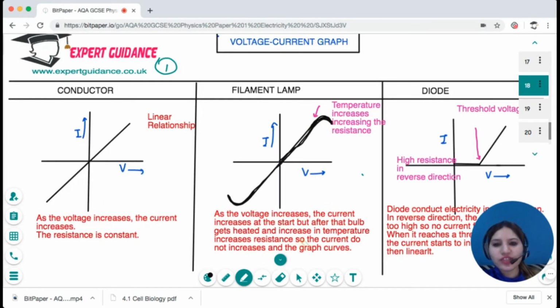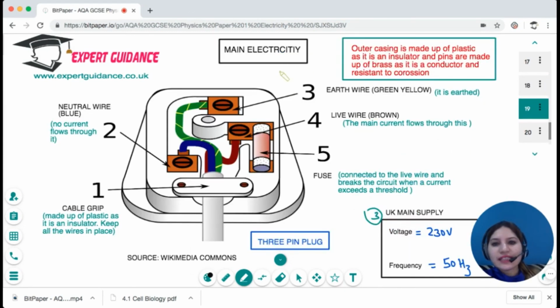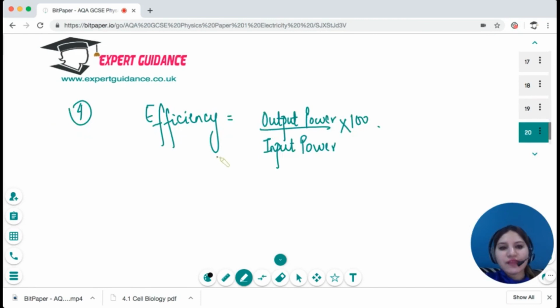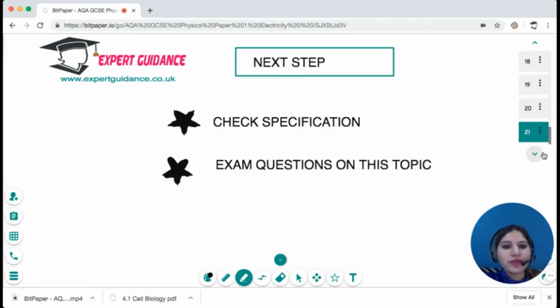So this is a voltage-current graph: a linear relationship for a conductor, the filament lamp will be curving, and the diode will be a straight line and then it will go up. Okay, and you should be able to explain it: for the filament lamp, there's an increase in temperature, increasing the resistance. A diode conducts electricity only in one direction and after the threshold is reached. Next is the mains electricity. These are the components: earth wire, live wire, neutral wire, and fuse, and you should know the colour and the function. The UK mains supplies 230 volts and 50 hertz. And to calculate the efficiency, we do output power over input power times 100.